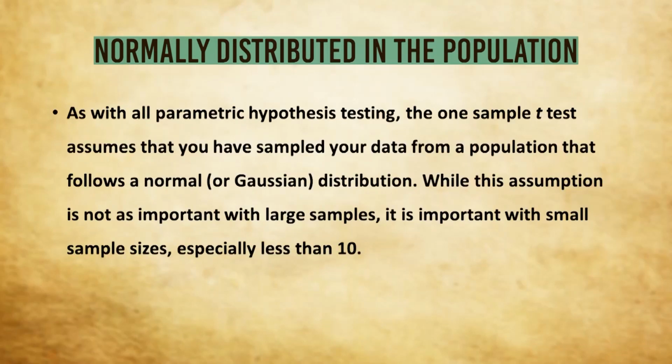As with all parametric hypothesis testing, the one-sample t-test assumes that you have sampled your data from a population that follows a normal distribution or a Gaussian distribution. With this assumption, it is not important with large samples, but it is important with small samples. When the sample size is less than 10, the data has to be normally distributed.